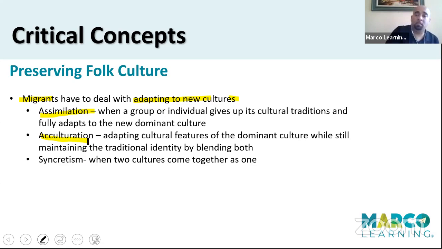Still maintaining traditional identity, and you begin to blend both, all right? So I always say acculturation is where you add onto the culture. My family came from Cuba. My first language was Spanish. I also speak English, and todavía hablo español. I still speak Spanish. So the point is, I have become part of the new dominant culture, but still maintain my traditional identity.